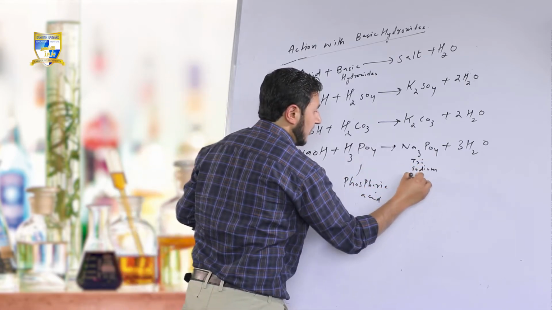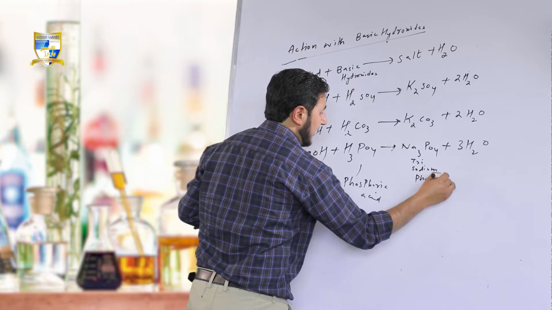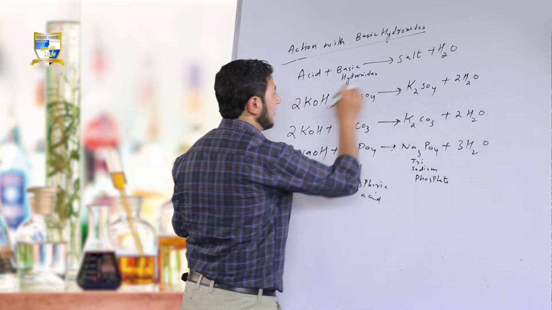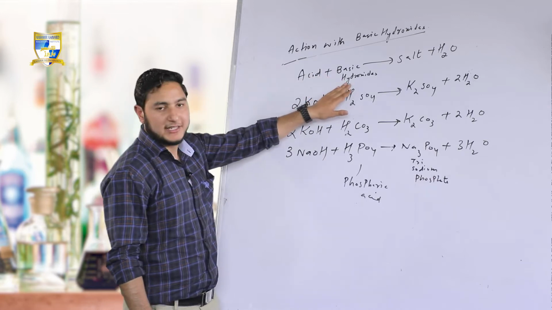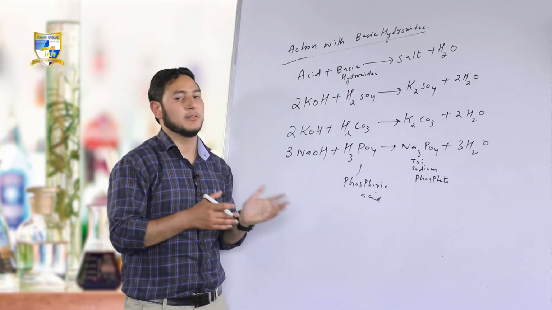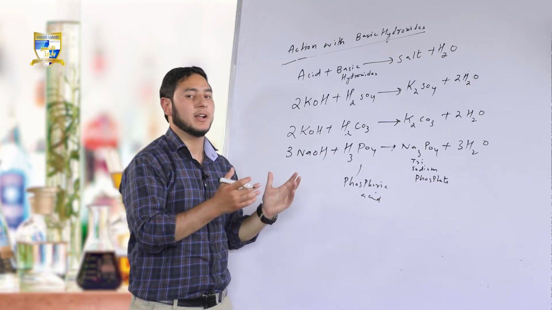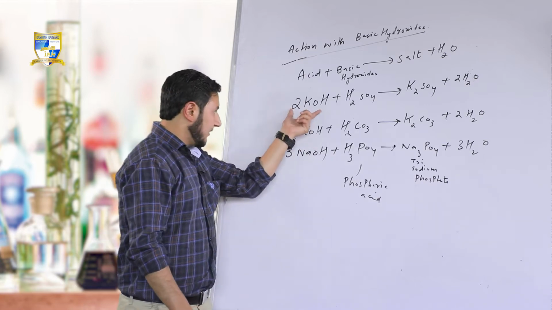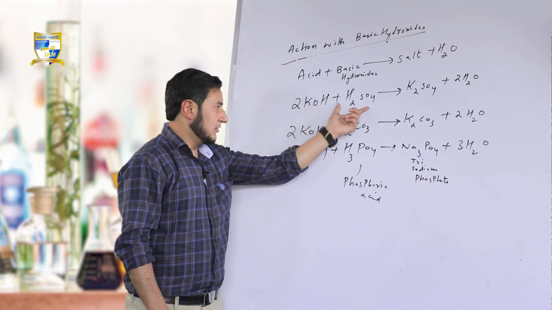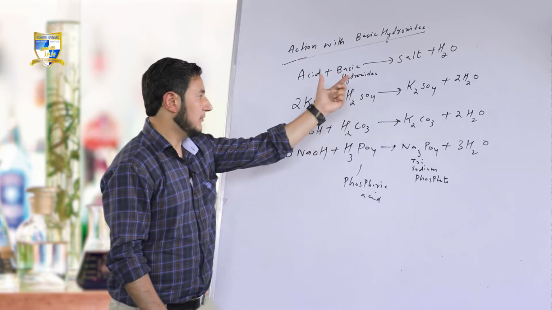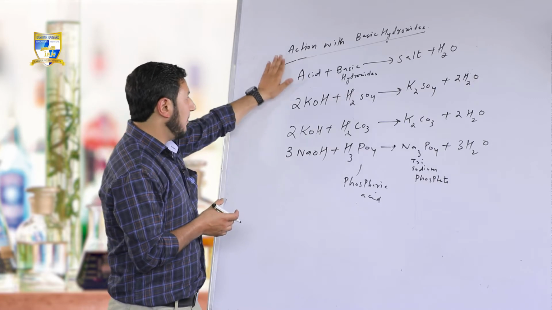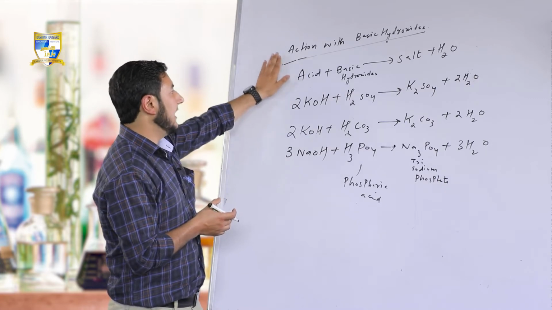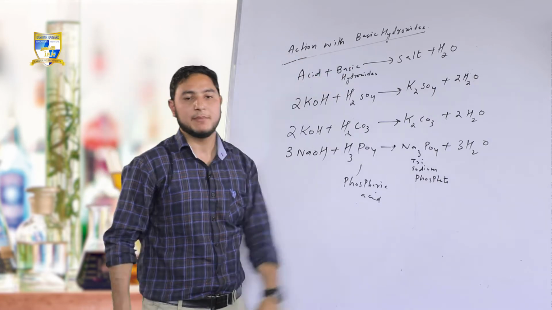Trisodium phosphate. This is my potassium carbonate. This is my potassium sulfate. So what happened when acids react with basic hydroxides? They form salt along with water. This is actually a neutralization reaction. Potassium hydroxide, sulfuric acid, potassium sulfate along with water. This is my property number 6, that is, what happens when acids react with basic hydroxides.